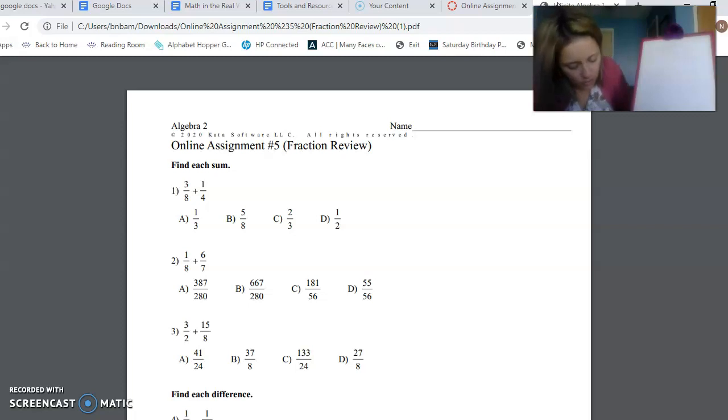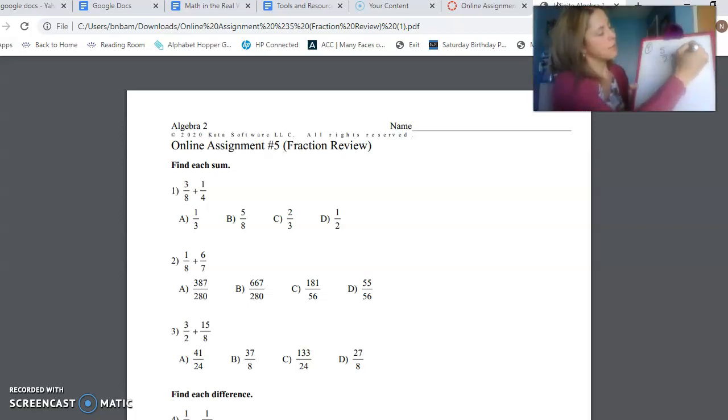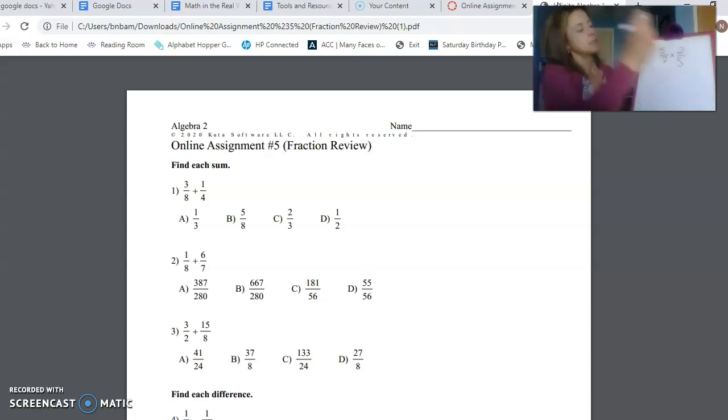So let's look at number 9. I guess I haven't been numbering these, have I? 5 over 7 times 2 over 5. You simply multiply straight across here. So you multiply the top numbers together and you multiply the bottom numbers together.